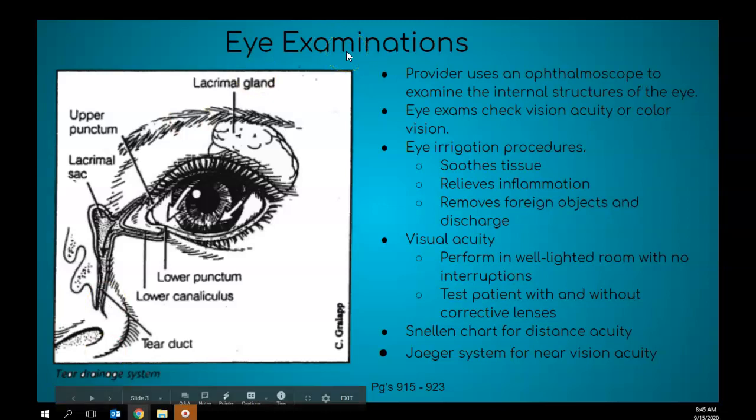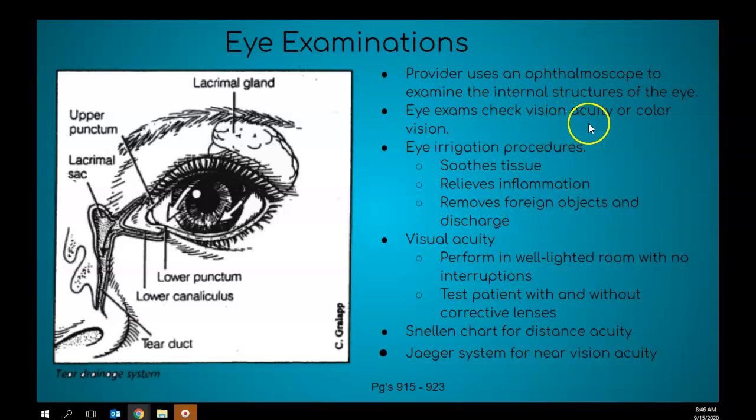Eye examinations. Again, as medical assistants, we cannot examine, okay? But we can assist the physician with that process. Providers use an ophthalmoscope to examine the internal structures of the eye. I showed that tool to you the other day. Do you remember what it looks like? Yep, it's got that oval on the top and it's got a light that beams into the eye and then you can see into the structure of the eye.